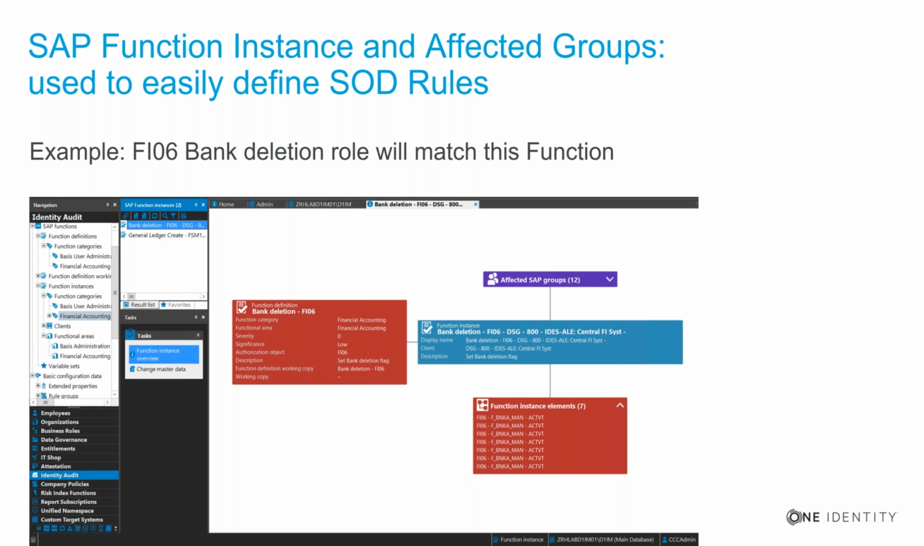SAP authorizations are verified on the basis of transactions permitted for a user account and the associated authorization objects. To do this, you have to define the transactions and authorization objects you want to verify to be such SAP functions in the One Identity Manager. These SAP functions are rule templates for authorization matching. An SAP function instance will be created for each client to evaluate the SAP function definition in the context of a selected client.